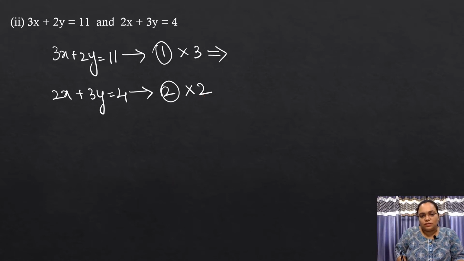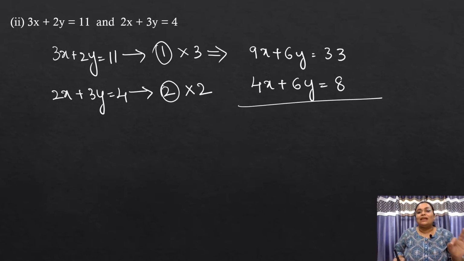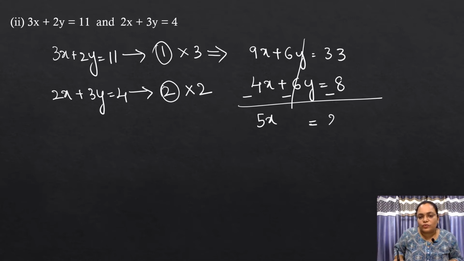So this becomes 9x plus 6y equals 33, and 4x plus 6y equals 8. So we are trying to eliminate the y variable. Now we will subtract, so changing the signs, the first one will be 5x. This y will get cancelled. Equals 25. So x equals 25 divided by 5, which is 5 fives are 25, so 5.